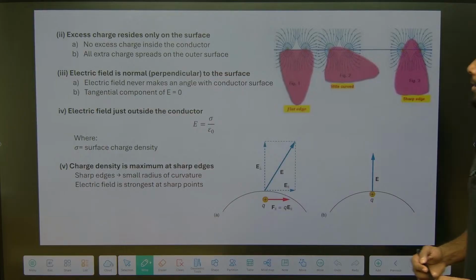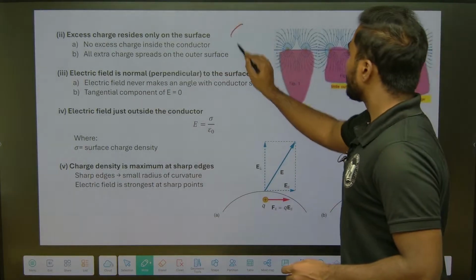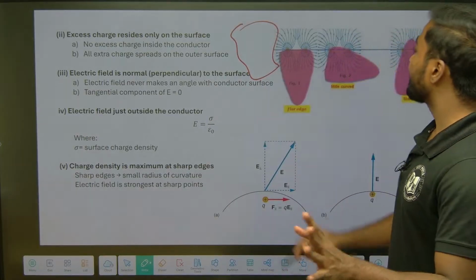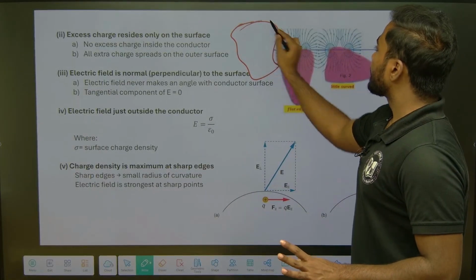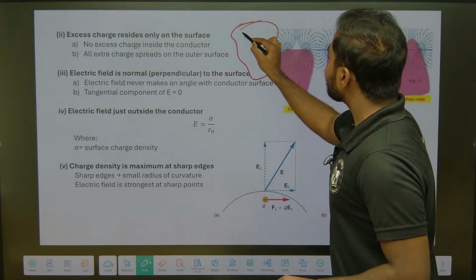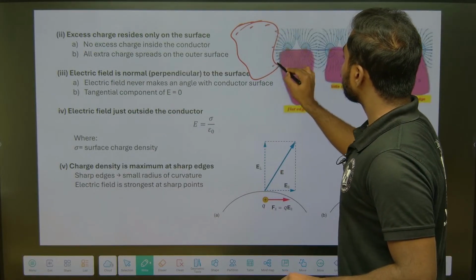Second point: excess charge resides only on the surface. When we talk about a system, and if this system is a conductor, every charge particle will be present on the surface.